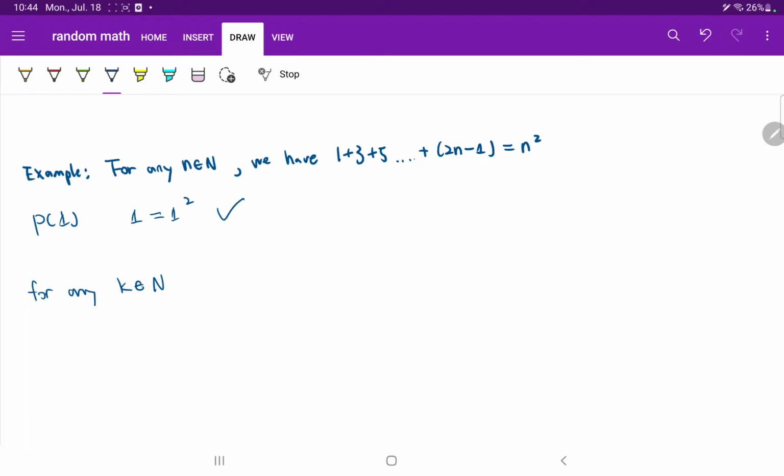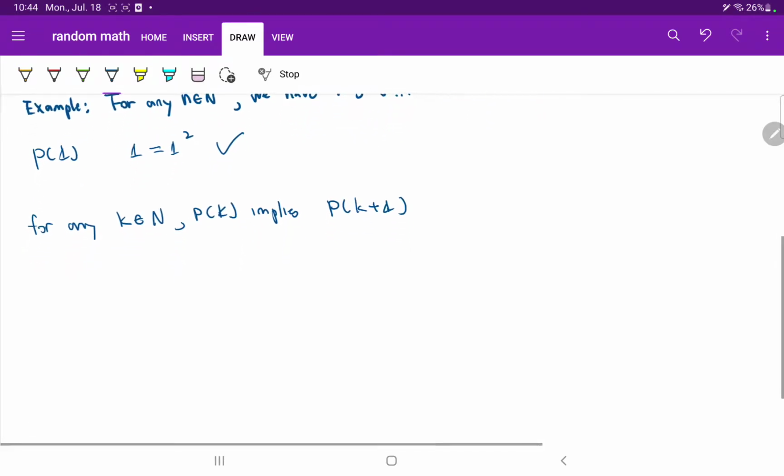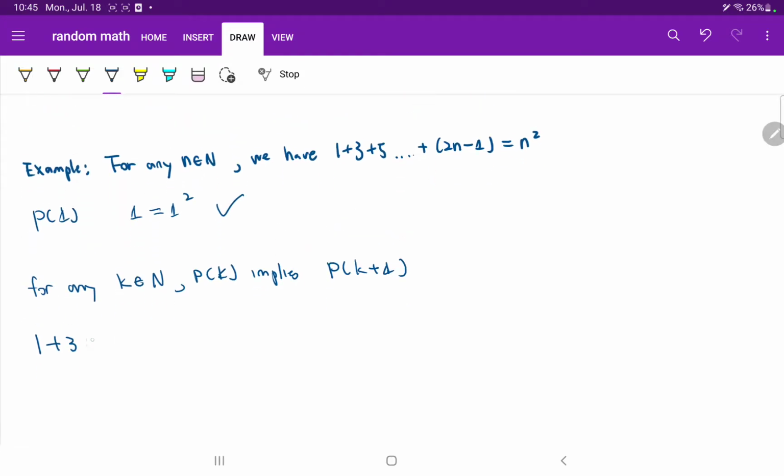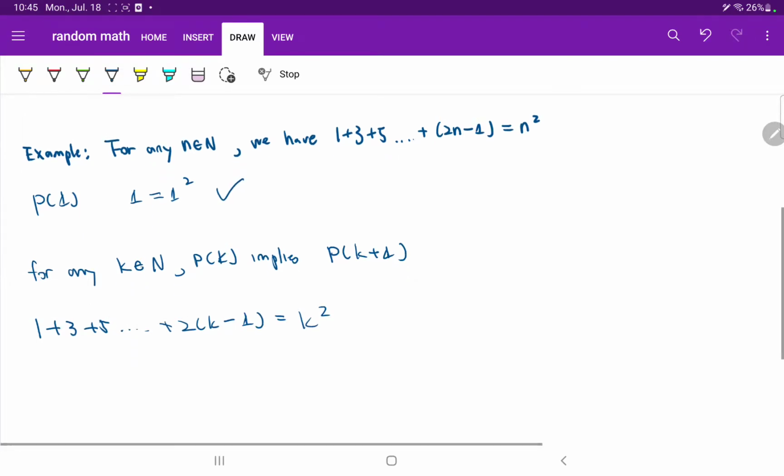We need to prove that for any natural number k, Pk implies Pk plus 1. In other words, we assume that this is true: 1 plus 3 plus 5 and so on, plus 2k minus 1, is equal to k squared. This is what we call our induction hypothesis.